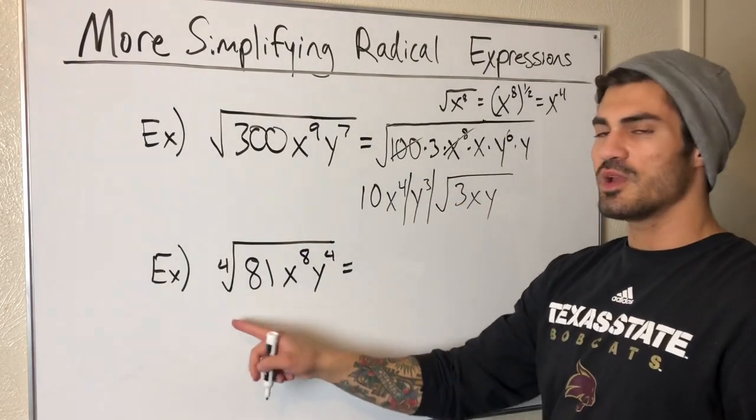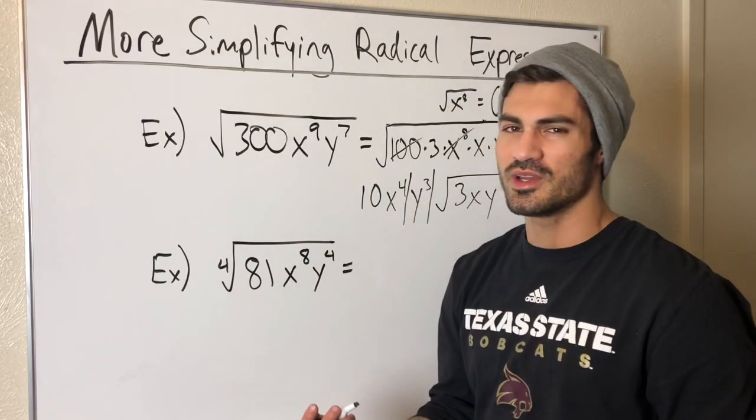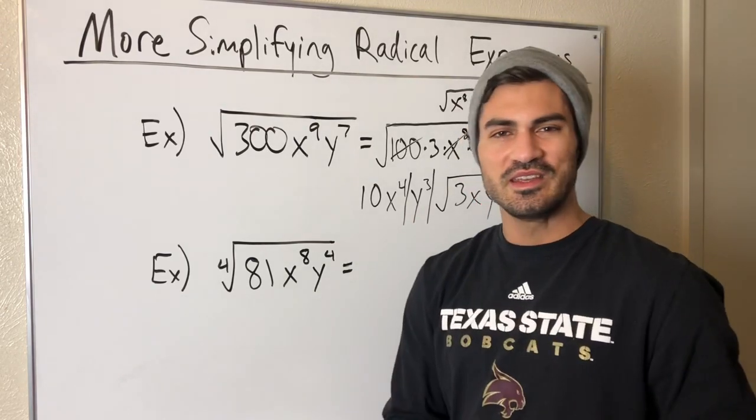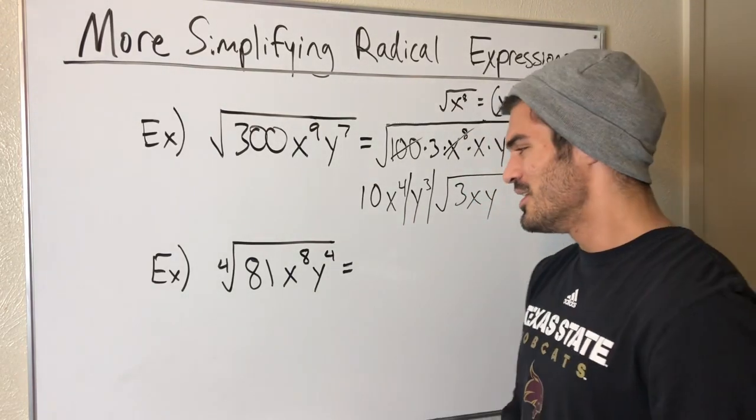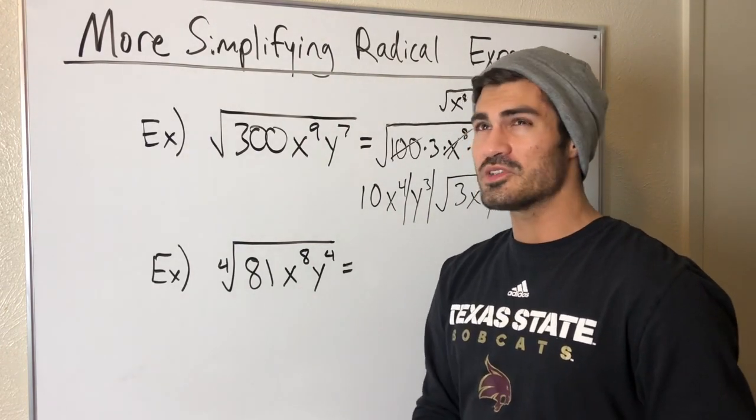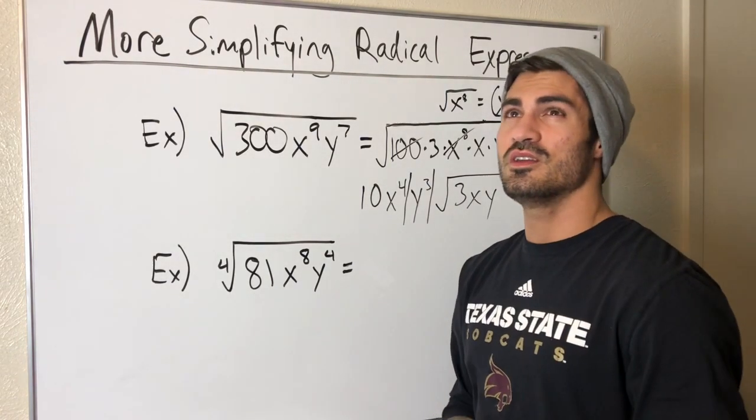Okay, this last example, we have a fourth root, which we have not seen yet. So let's go ahead and do it. And I don't expect you to see many of these in your algebra class just because they can get a little tedious, right? The numbers get really big. But let's go and do this. Do we know our fourth powers? Like 2 to the fourth, what is that? 16. 3 to the fourth is 81.